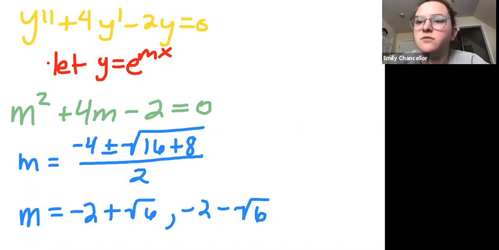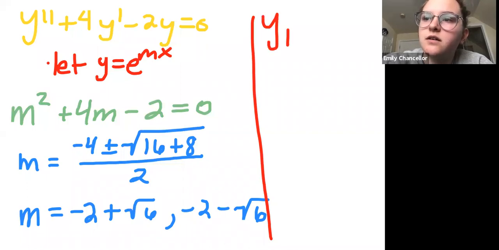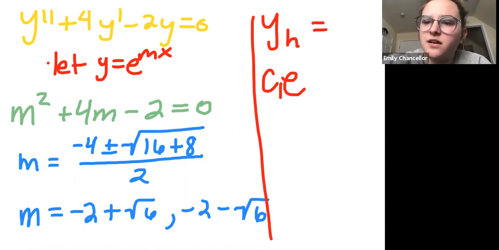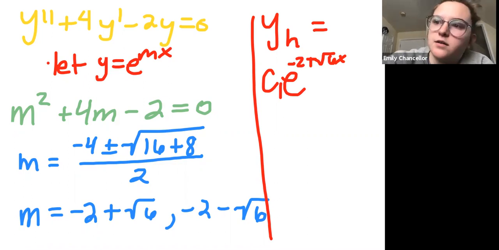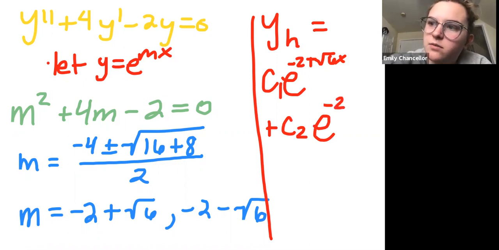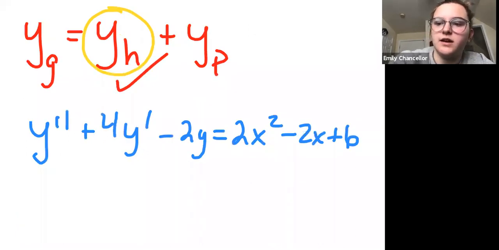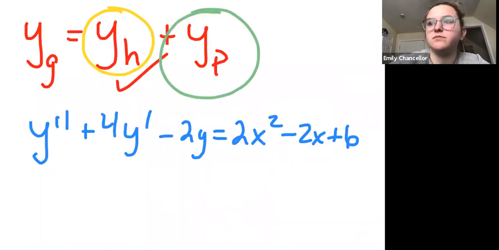So our homogeneous solution, we'll write it over here: y homogeneous is equal to a constant times, going back to our substitution, e to the mx, so our first m is -2 plus square root of 6, times x, and then plus our other constant times e to the other mx, -2 minus the square root of 6. Okay, so now that's how we found our homogeneous solution. Now we've got to look for our trial particular solution.